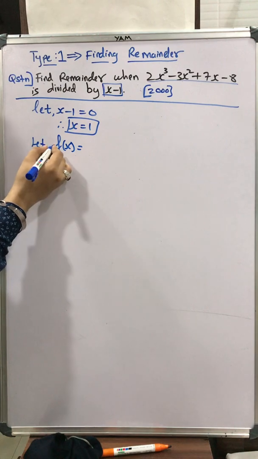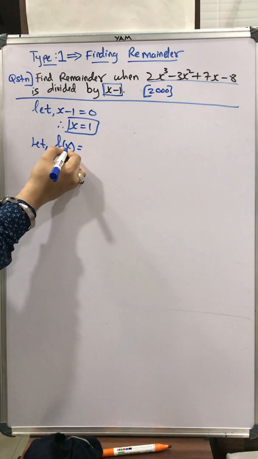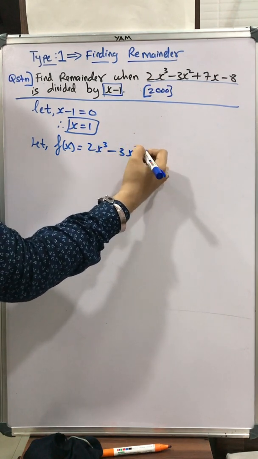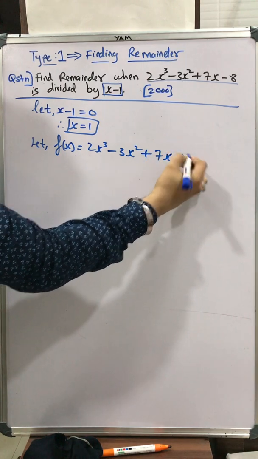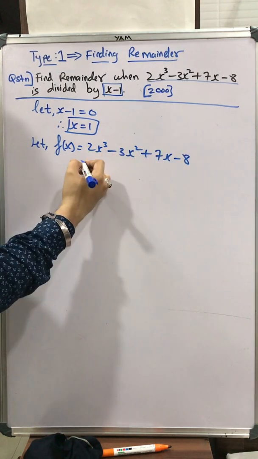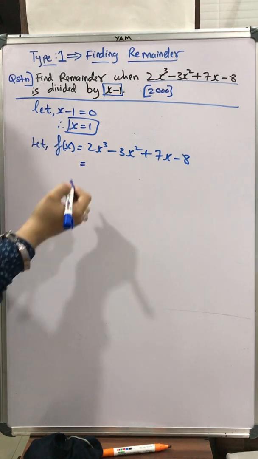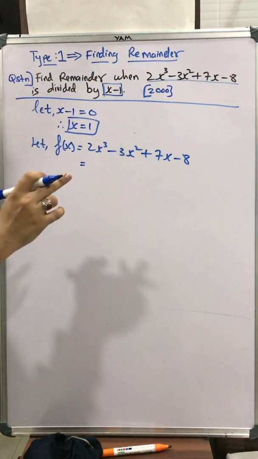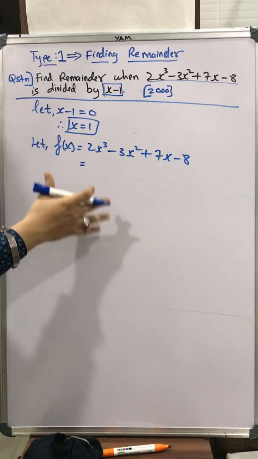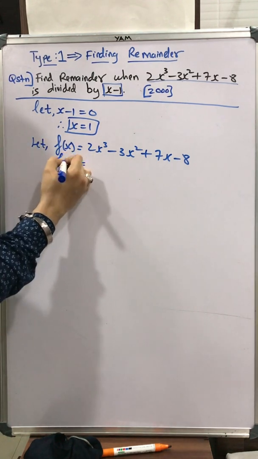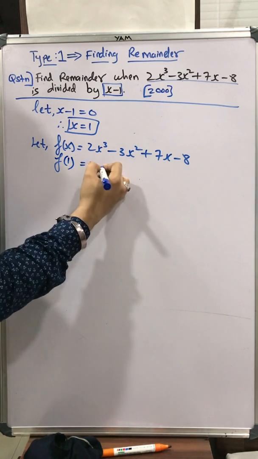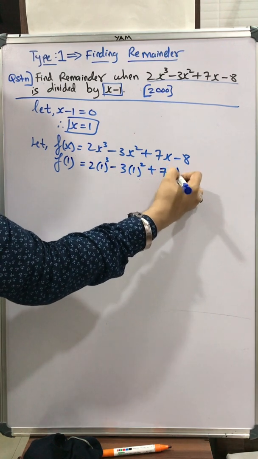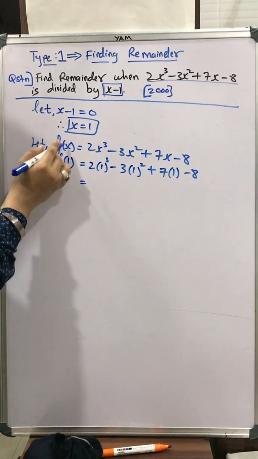I gave the name of the function as f, and I wrote x here because it deals with x. f of x equals 2x cube minus 3x square plus 7x minus 8. Now what I need to do is substitute 1 in the place of x, because we are actually dividing this polynomial by x minus 1, but we are following the remainder theorem. In the remainder theorem this is a good new technique. So now it comes f of 1, which is 2 into 1 cube minus 3 into 1 square plus 7 into 1 minus 8. At the place of x I substitute 1.